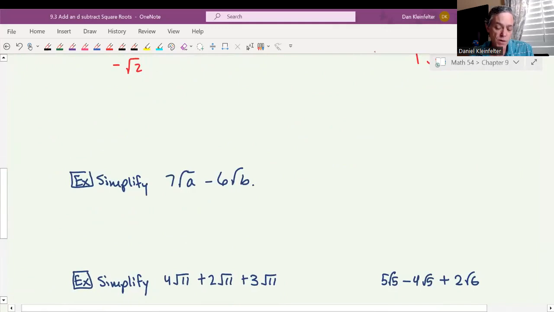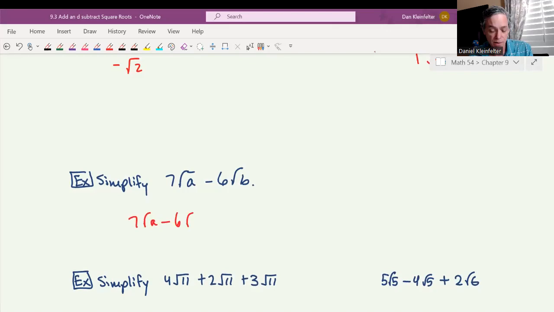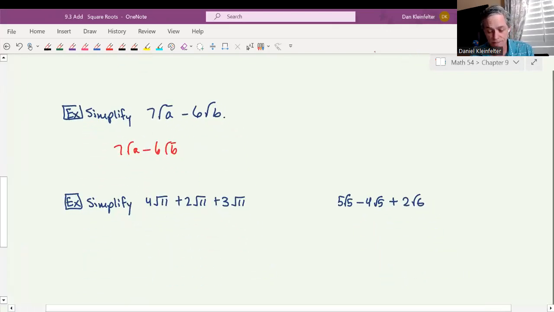Okay, 7 square roots of a minus 6 square roots of b. Kind of a trick question. Sorry, there's nothing to combine here. It's not square root ab or anything of that sort. It's just 7 square roots of a minus 6 square roots of b. The two radicals are not like, so you can't do anything. It's just done.